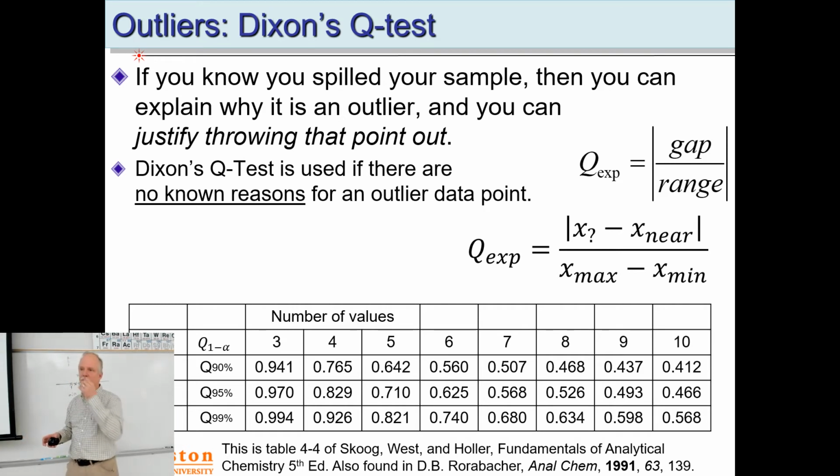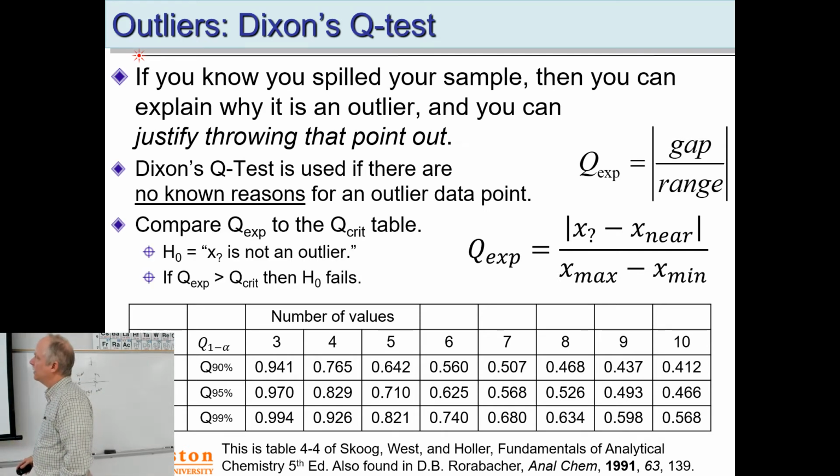Make a decision. This is only for those cases where, as far as you could tell, every sample was the same, everything was behaving well, the instrument was running well, there were no power glitches or anything like that, and yet you've got a 15 and all your other data points are 12 and 13. So you look at it and ask what's going on with the 15. We can take this Q experimental and compare it to the Q critical, and once again, if the experimental is greater than the critical, then the null hypothesis is rejected.